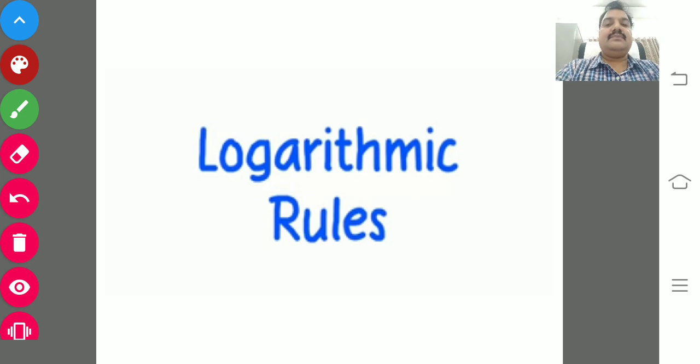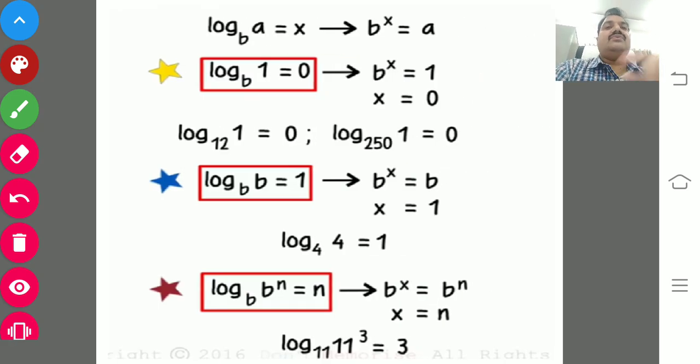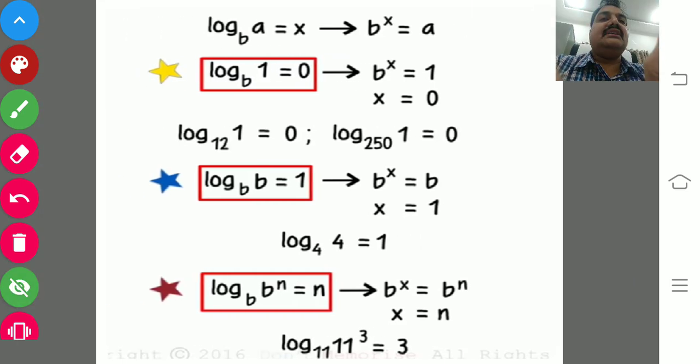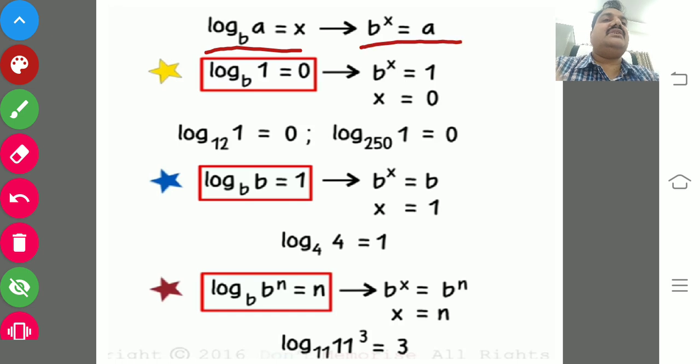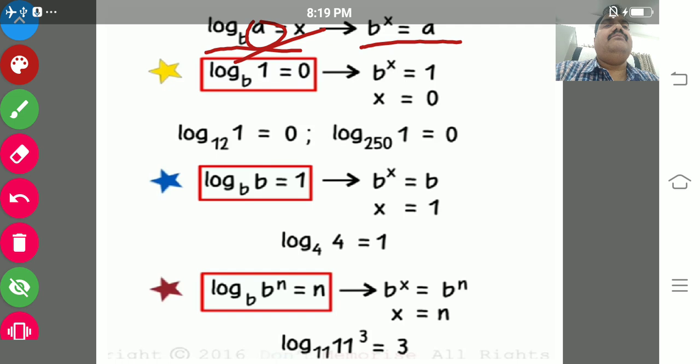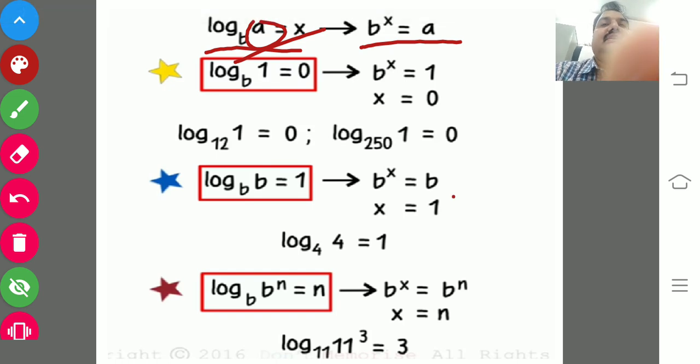Now, logarithmic rules. So what are the logarithmic rules? The main rule: you just observe that the first rule is log a base b equals x. If it is in logarithmic form, it can be written in exponential form, so b power x equals a.